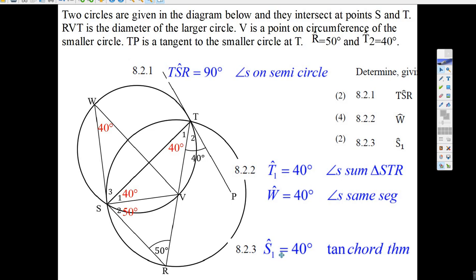And S1 is 40 degrees. Let's see here. Why is S1 40 degrees? Well, because there's the angle between the tangent and the chord, and inside this small circle, that's the angle in the alternate segment at the top of the triangle on the other side. So there's your 40 degrees. S1's 40 degrees. That is the tan chord theorem. Well, there you go. There's question 8.2. All done.